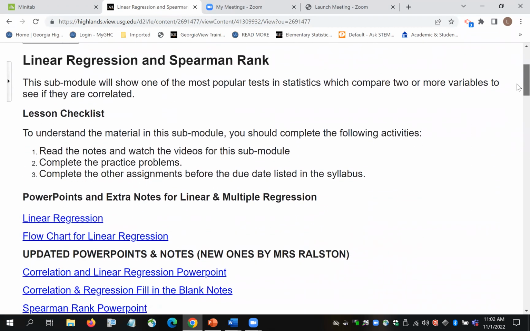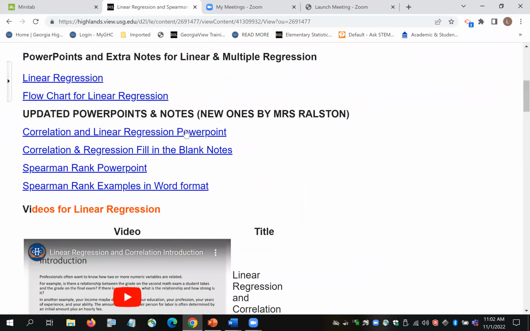I have posted an updated PowerPoint for correlation and regression. I have provided the Spearman rank PowerPoint and the examples in Word format. I also have fill-in-the-blank notes, the same format as I had for hypothesis testing, for correlation and regression that I created initially during spring of 2020 when we were forced to go to online learning due to COVID.